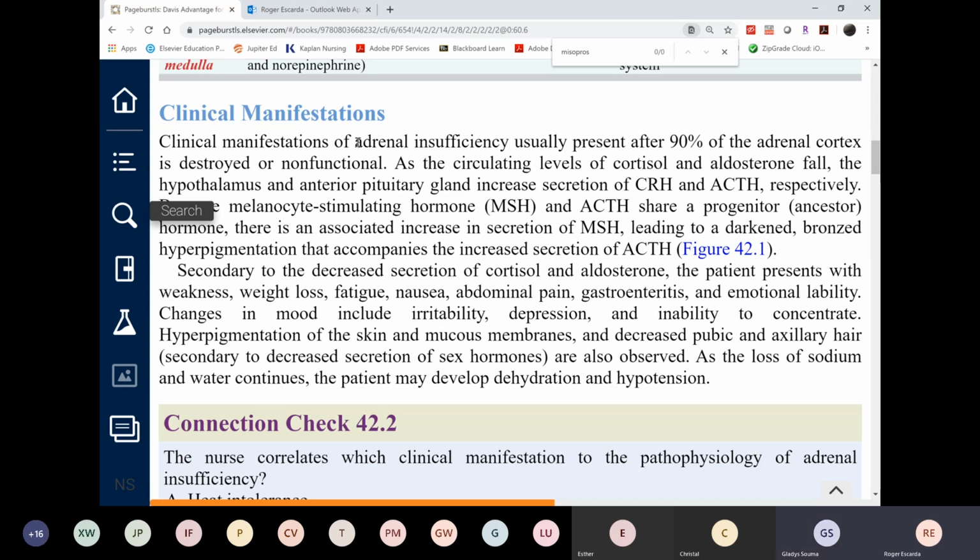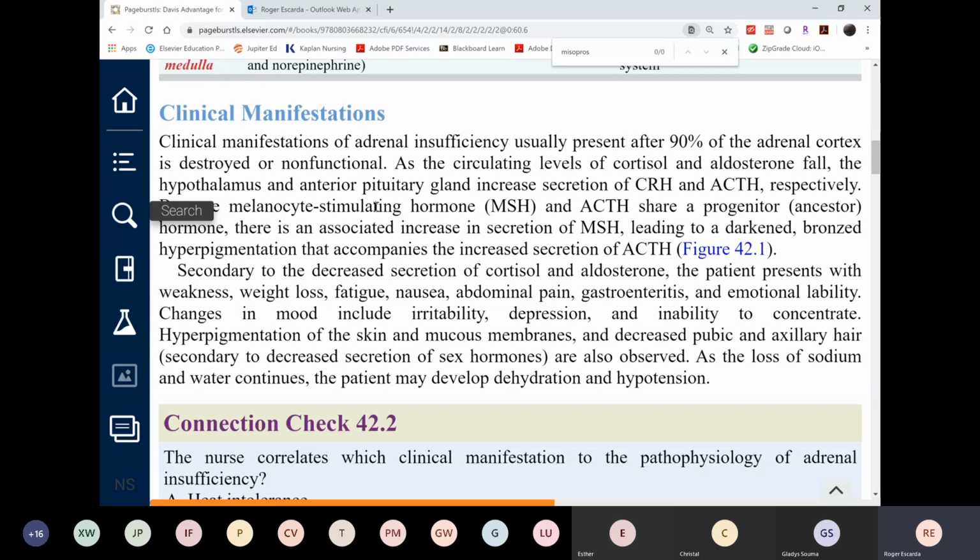Now let's go to the electrolyte problems, because aldosterone controls sodium. So if you are low in aldosterone, what will happen to your sodium level? Going to be low. What will happen to your potassium level? Going to be high. Very high. All right, so we're agreeing, right?